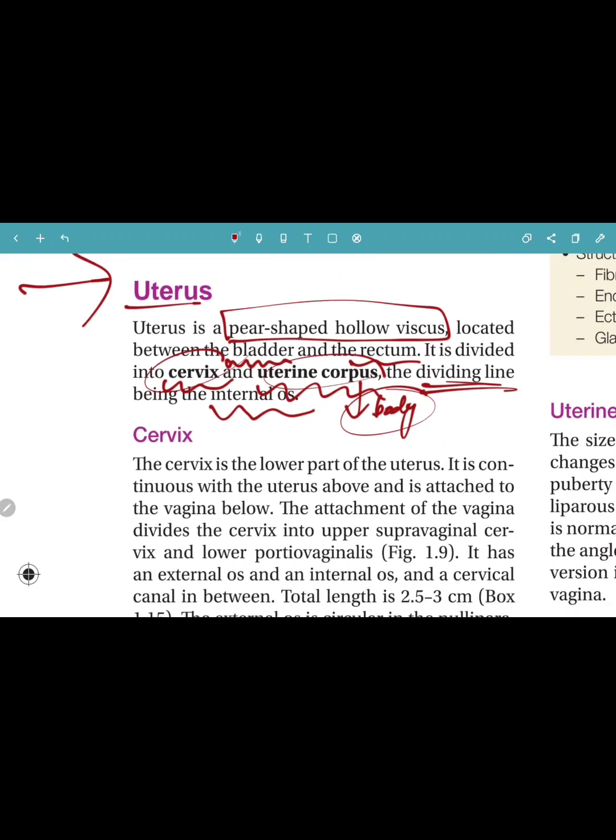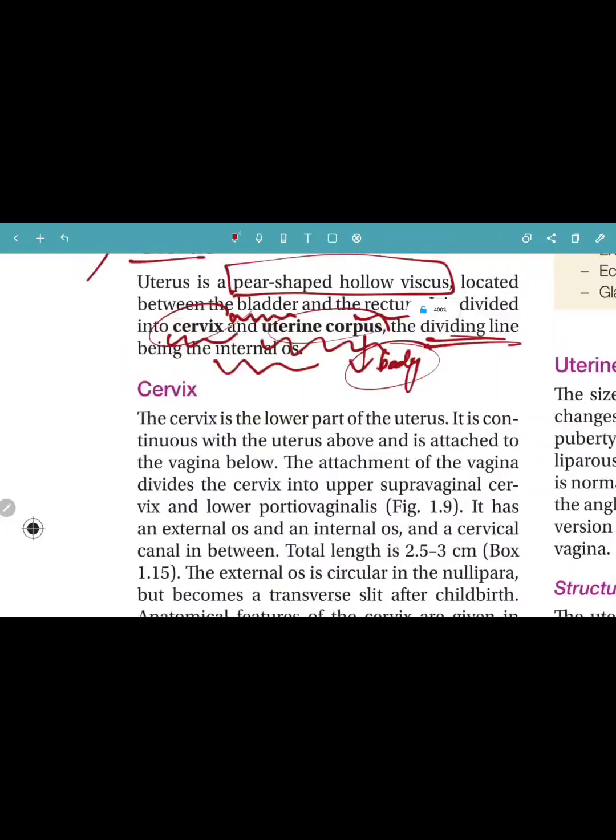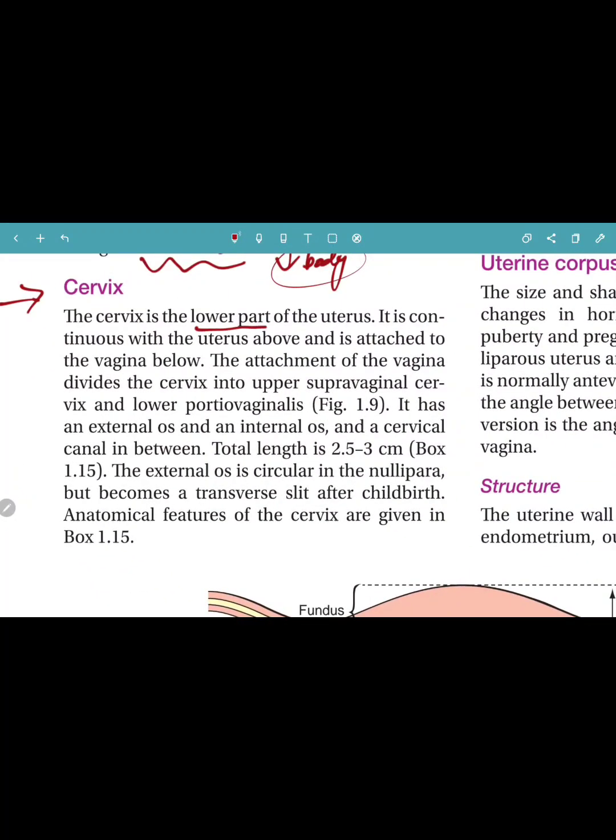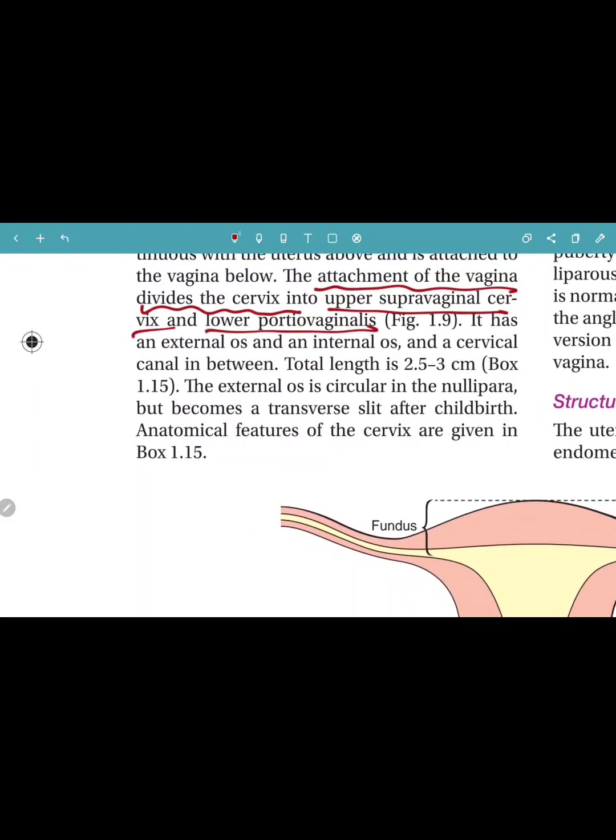Your internal os, and first let's look at the cervix. The cervix is the lower part of the uterus. It is continuous with the uterus above and is attached to the vagina below. The attachment of the vagina divides the cervix into an upper supravaginal cervix and a lower portio vaginalis.